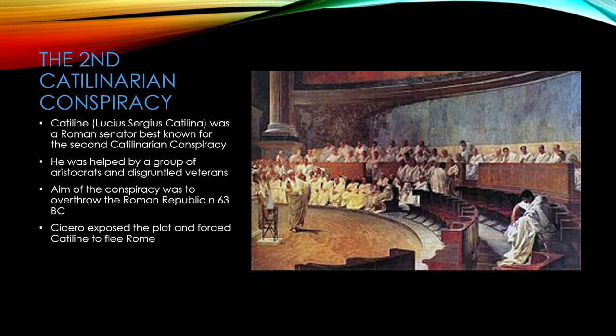Cicero exposed the plot and forced Catiline to flee Rome, a fact that Cicero never let the Romans forget. He even apparently wrote his own epic poem about it. His speech denouncing Catiline in front of the Roman Senate is one of his most famous speeches. That's all for this chapter.